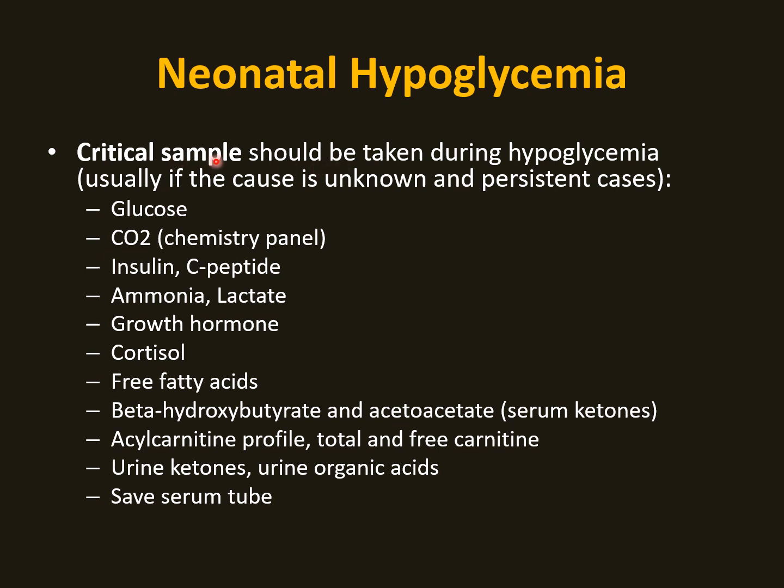The best way to diagnose rare causes of neonatal hypoglycemia, if the cause is not obvious, is to do a critical sample and withdraw the labs during the hypoglycemic attack. And what you withdraw is glucose, bicarb, insulin, C-peptide, ammonia, lactate, growth hormone, cortisol, free fatty acids, and serum ketones, acylcarnitine profile, urine ketones, urine organic acids, and you save one tube for additional testing.